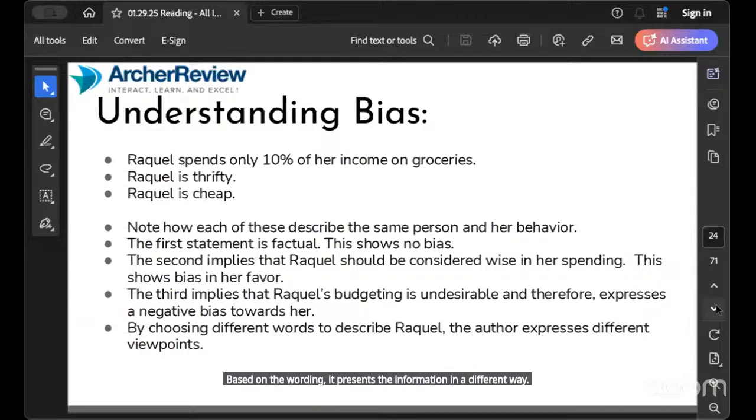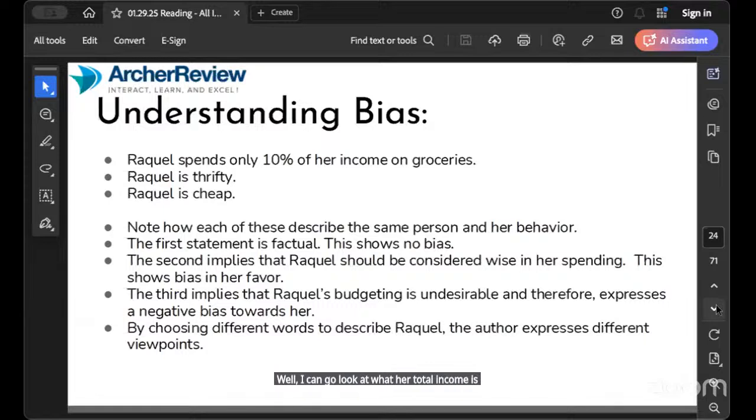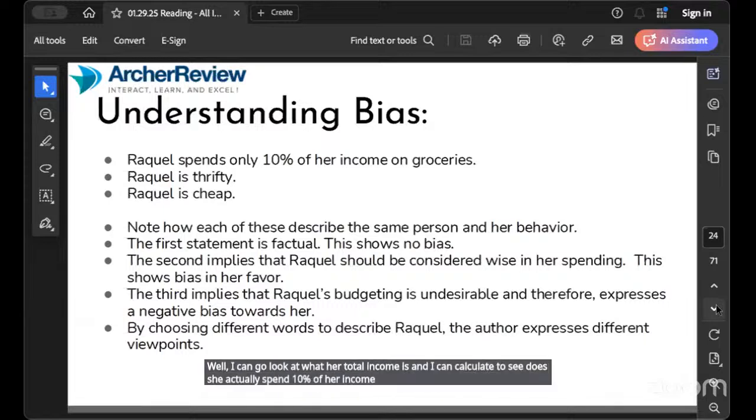The first statement, this one is presented in a factual way. This is not going to show bias at all. Factual writing typically will not show, well, it actually doesn't show bias because it's stating the facts. But if I say 10% of her income, well, I can go look at what her total income is and I can calculate to see, does she actually spend 10% of her income on groceries? We can go look that up. There's no bias there. There's no ifs, ands, or buts about it.